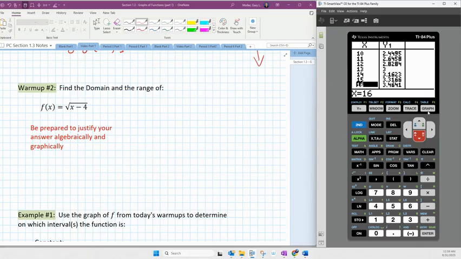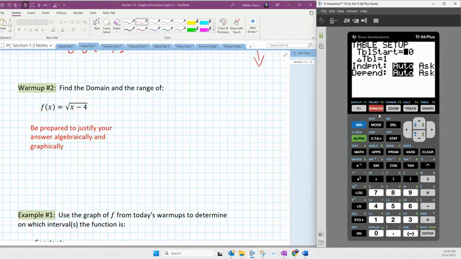And so since we're talking about the table, I'm going to come over to table set. So that's second function above window. So second function window, I have table set. All right. So this is where your table is saying it's going to start at 10, and the change in your table is going up by 1.